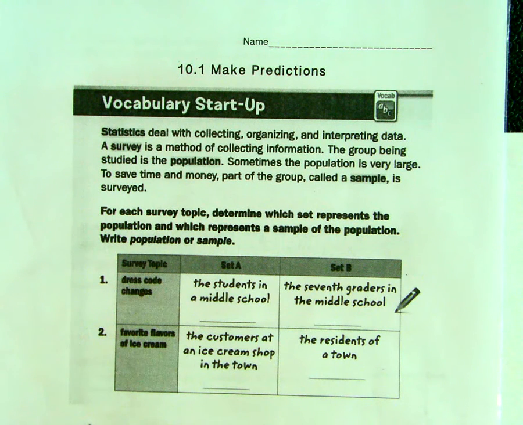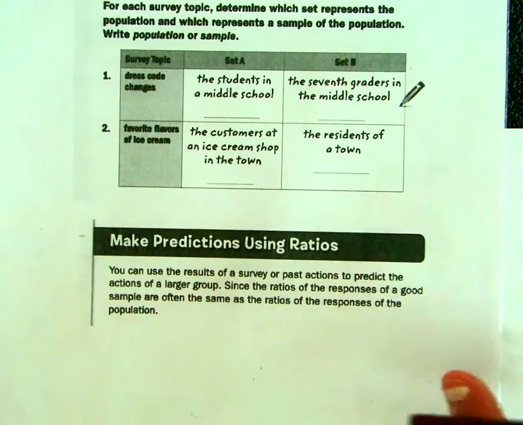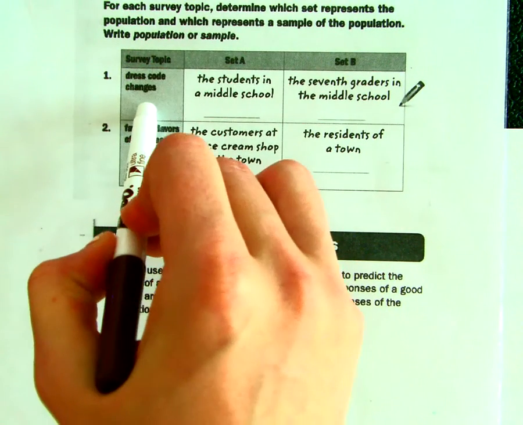Lesson 10.1, make predictions. Statistics deal with collecting, organizing, and interpreting data. A survey is a method of collecting information. The group being studied is the population. Sometimes the population is very large, so to save time and money, part of the group called the sample is surveyed. So we're going to look at a few examples here, and we have to figure out, is this a sample or a population? So we're surveying about the dress code changes.